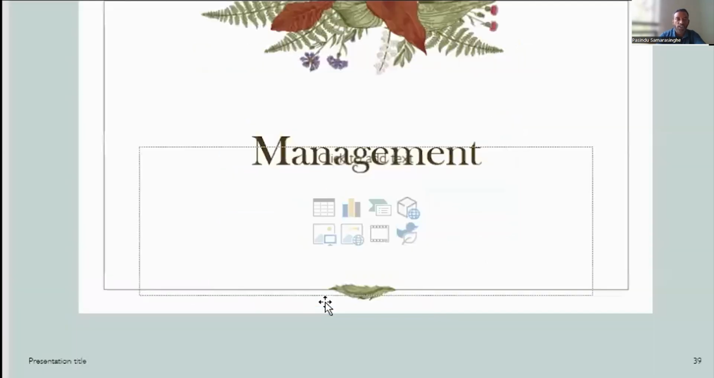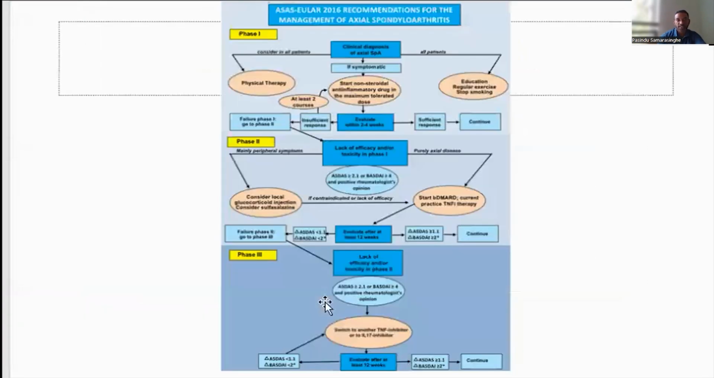Right. Coming to management, I'll go through the EULAR guidelines for recommendations for management of spondyloarthritis. I'll go briefly, so in summary, let's say you classify or diagnose a patient with axial spondyloarthritis. For all patients, provide education, exercise, and advise stopping smoking. You can refer to the physiotherapist. And swimming is the best exercise for spondyloarthritis patients.